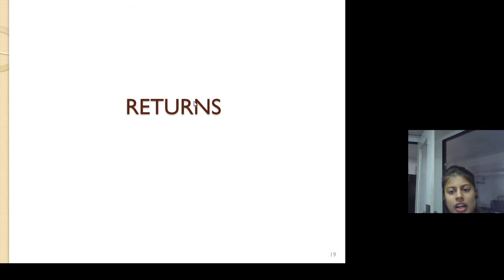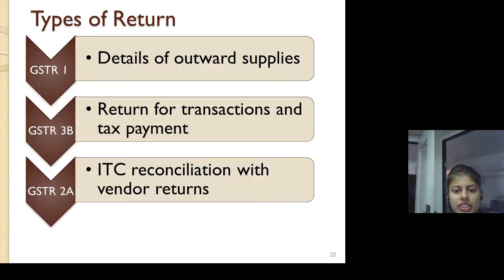After this completion of registration, here I have taken the basic points of registration. I have taken a very basic session on GST registration. If you require anything in detail, please let me know. I will definitely cover that. Now I will take up the returns.